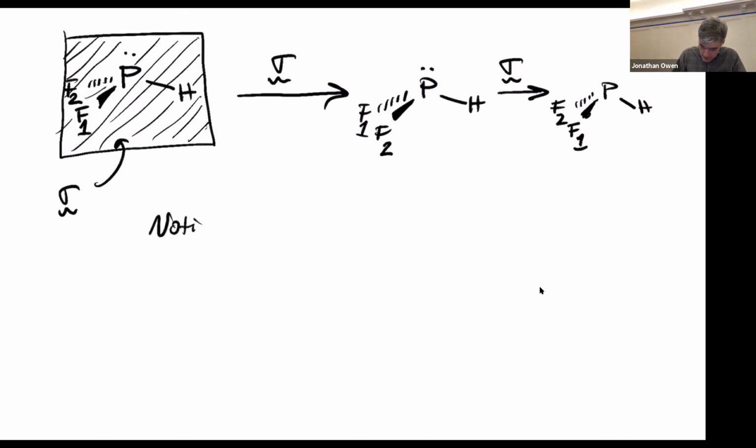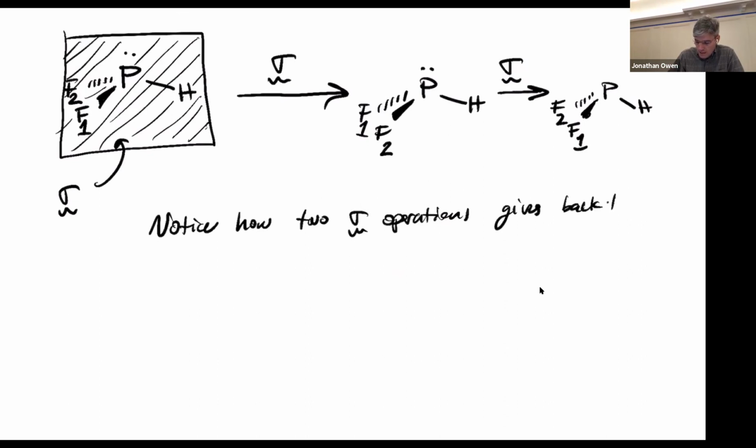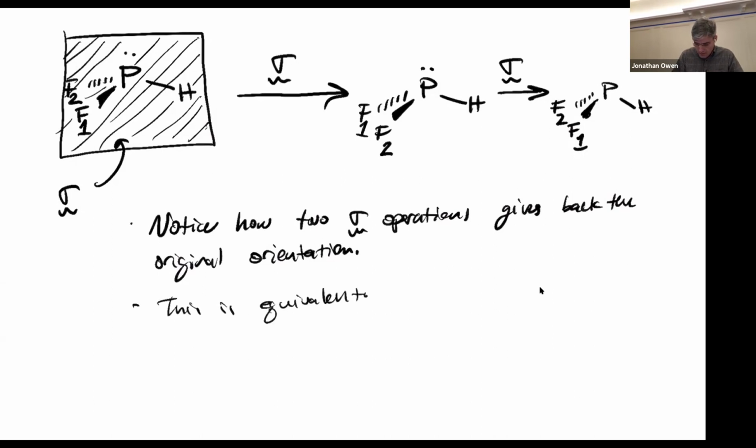Okay, so notice how applying two sigma operations just gives back the original. This is equivalent to saying sigma times sigma is equal to do nothing. Okay, remember this E is the do nothing operation. If we apply two planes of symmetry here, we get back the original orientation of the fluorines. If I were to do the do nothing operation, I would get that same thing. So they say two of these back to back is the same as the do nothing.